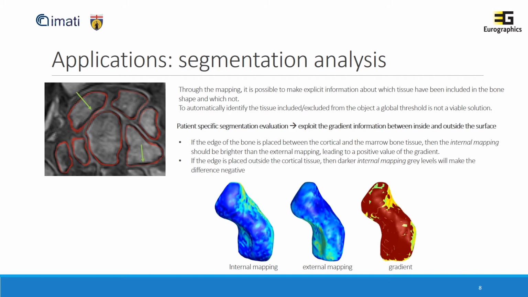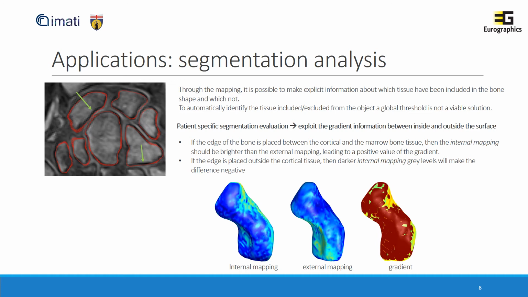This means that if the edge of the bone is placed between the cortical tissue and the bone marrow, then the internal mapping should be brighter than the external mapping, leading to a positive value of the gradient. If the edge is placed outside the cortical tissue, then darker internal mapping gray levels will make the difference negative.